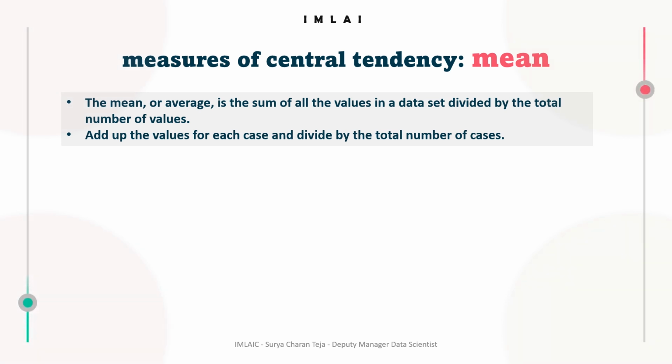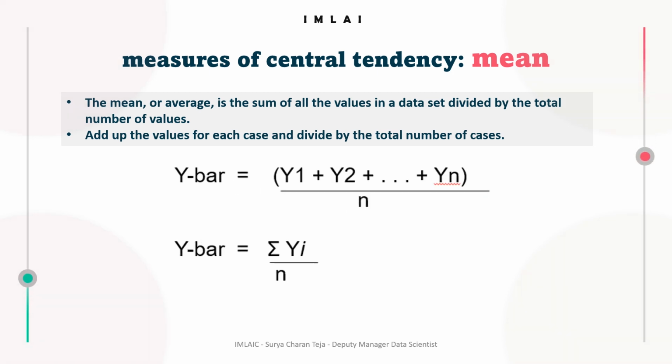Most often this is called the average. The mean is widely known as the average. So the mean, or average, is the sum of all the values in a data set divided by the total number of data points. The formula for the mean is, for example, y bar. That's how we represent the mean.